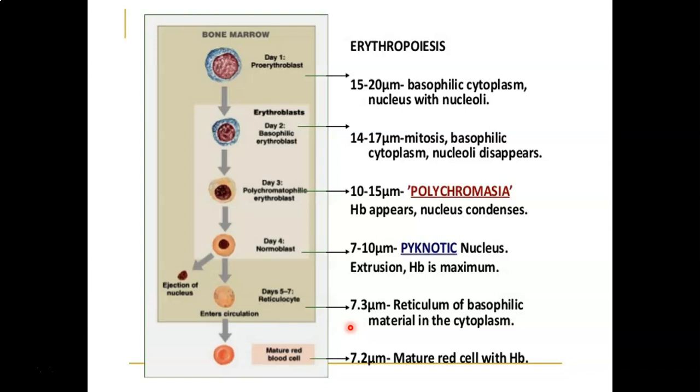The very important information here is the decrease in the size of the developing cells. We will start with 20 micrometers, passing to 17 micrometers, then 15, then 10, and then 7.3 in the reticulocyte, and the mature red blood cell is 7.2 micrometers in diameter. So the smallest cell is the mature red cell. The largest cell is the pro-erythroblast. Please don't forget.